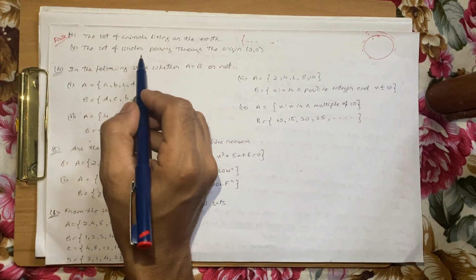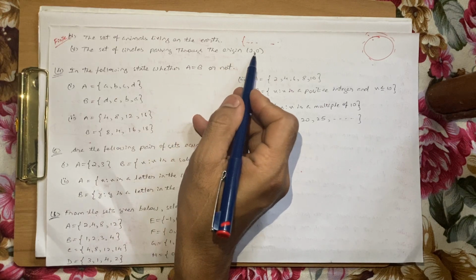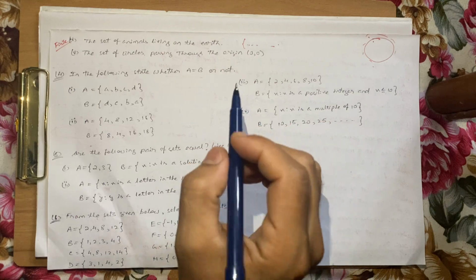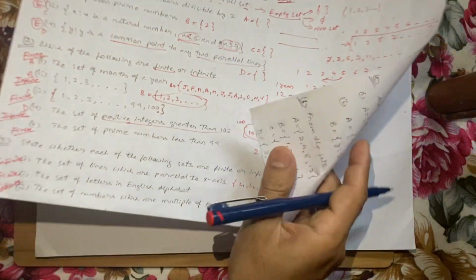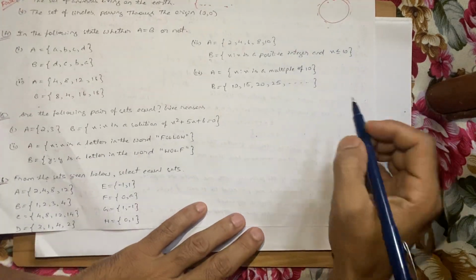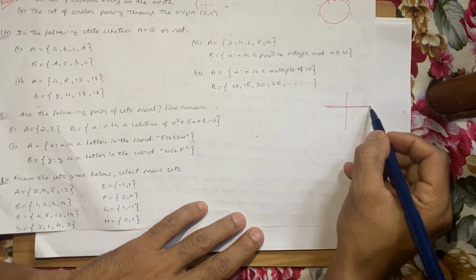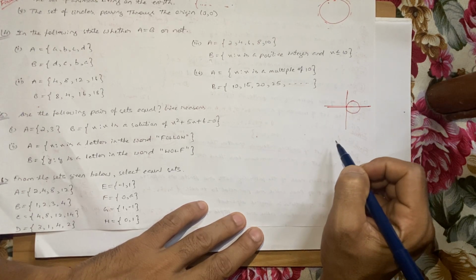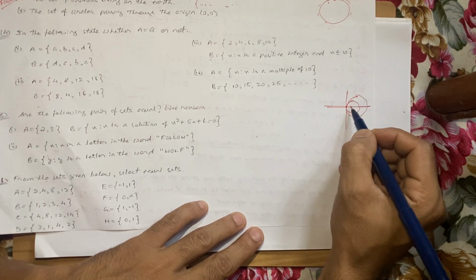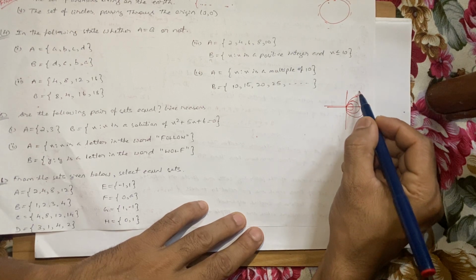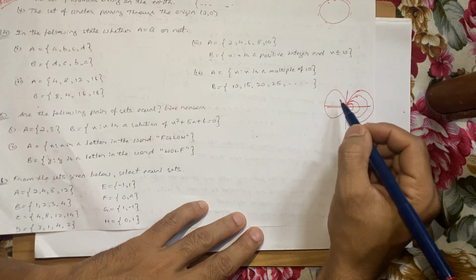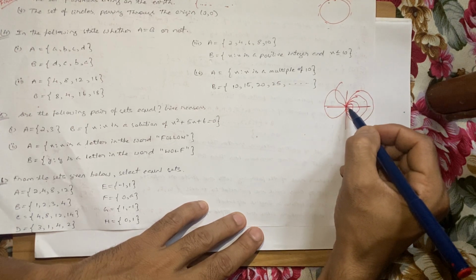Now the set of circles passing through the origin, 0 0. So set of circles passing through what? Origin. A circle that goes through the origin. Let me draw it once again here. Let's say this is the x-axis and this is the y-axis. So this is the origin. I can draw one circle that passes through the origin. I can draw another circle. I can draw another circle here. I can draw another circle here that passes through the origin. I can draw in this way also, that passes through the origin. I can draw in this way also.